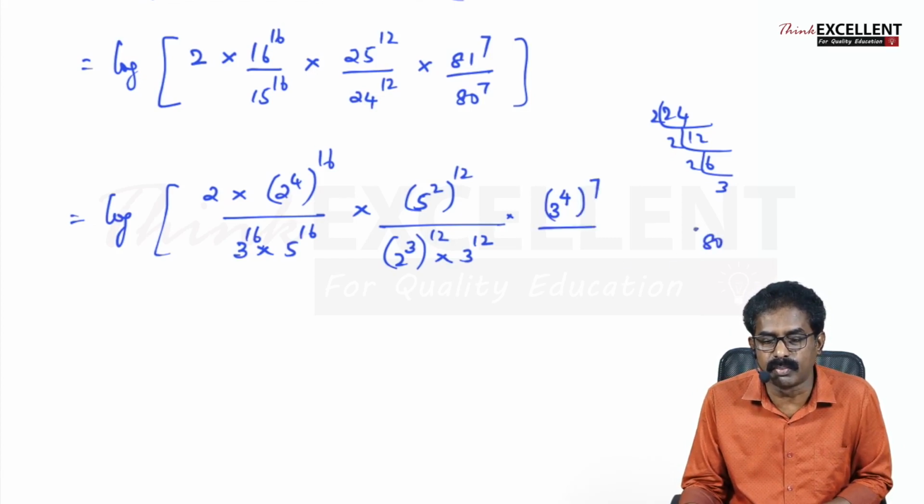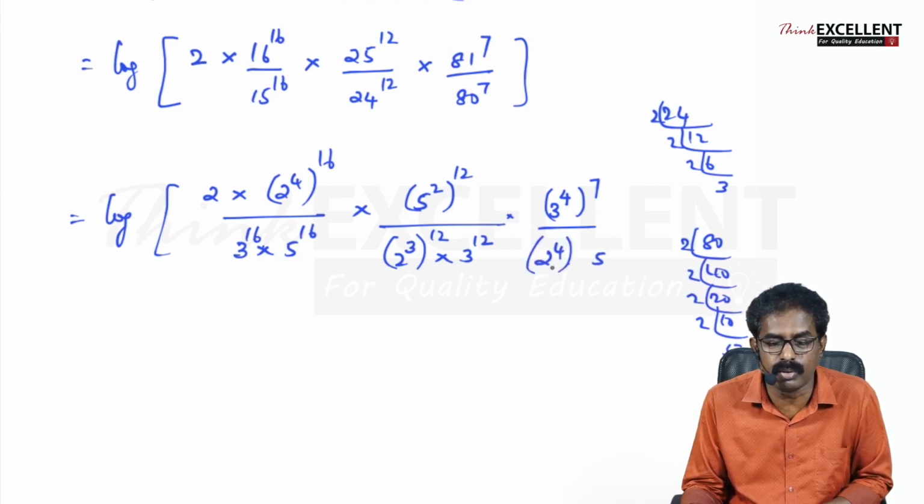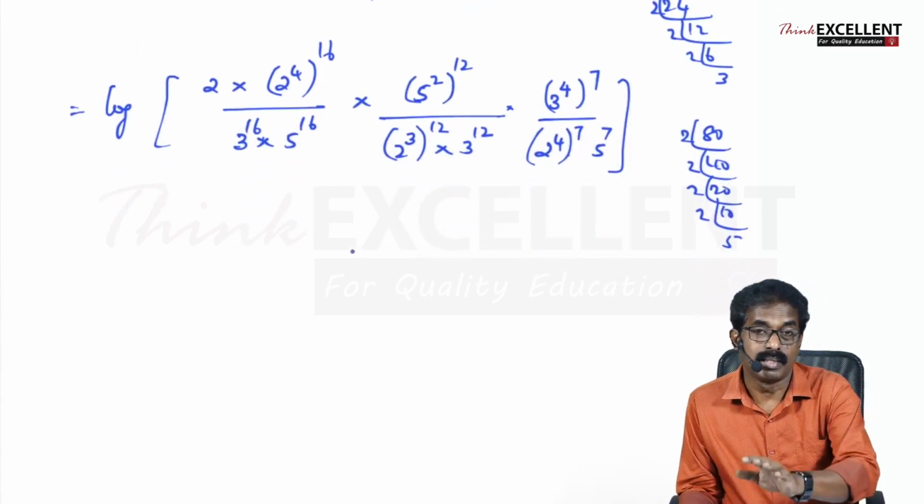80, that 80 you simplify. 2 table, 40. Again 2, 20. Again 2, 10. Again 2, 5. So 2 raised to 4 into 5. But the power is 7. So for both you give the power 7. Hope you understood all these things. This step is a very important step.